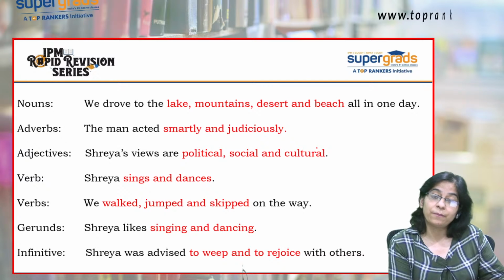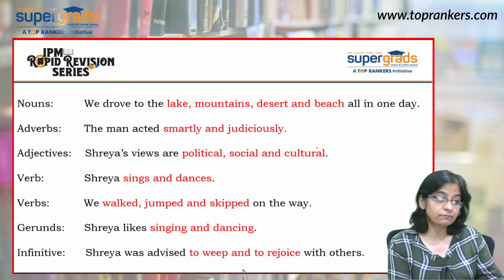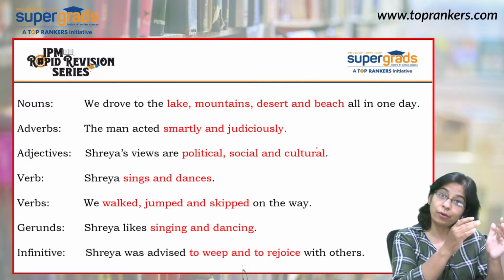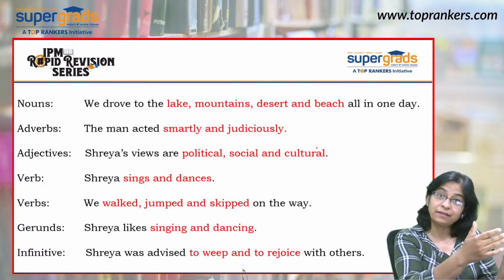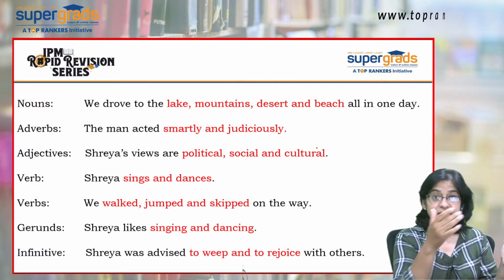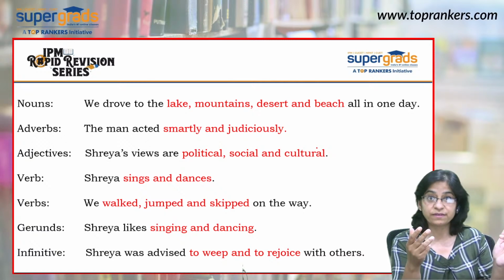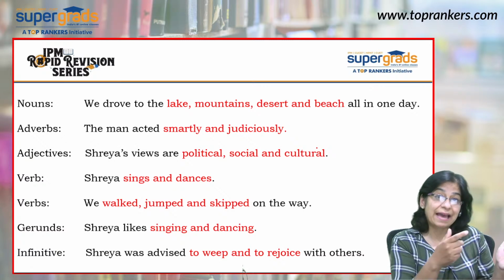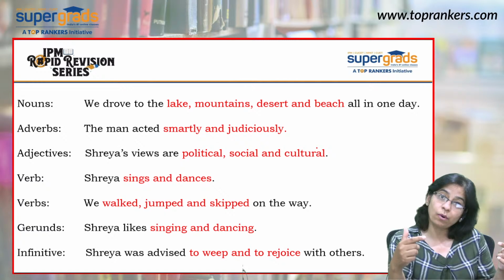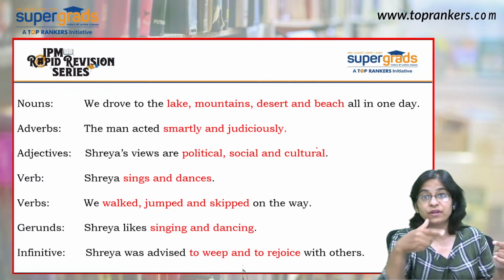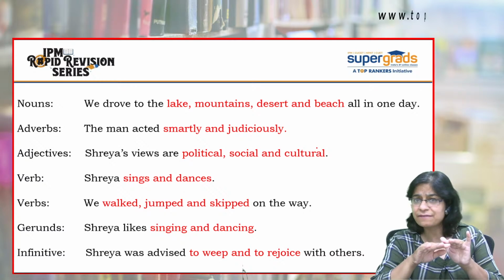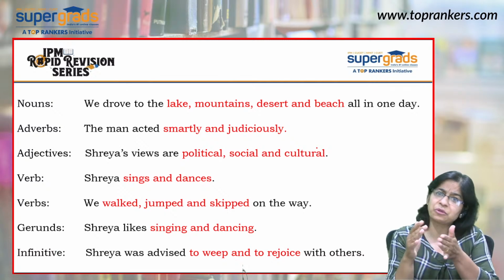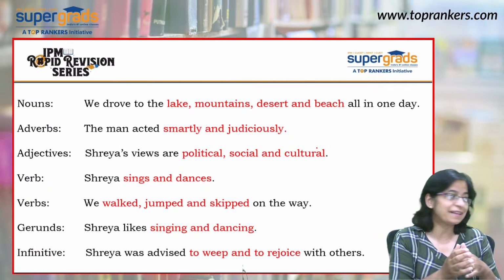Now, what if your verb is in past form? That is, we walked, jumped, and skipped on the way. If you look at the previous sentence, it's Shreya sings and dances. So both the verbs were in simple present form. And if you look at the second one, which says we walked, jumped, and skipped on the way, all three verbs that I've used in the sentence are in simple past form. So again, this is a very good example of a parallel structure where whatever part of speech has been used, it has been used really consistently. Let's look at another example.